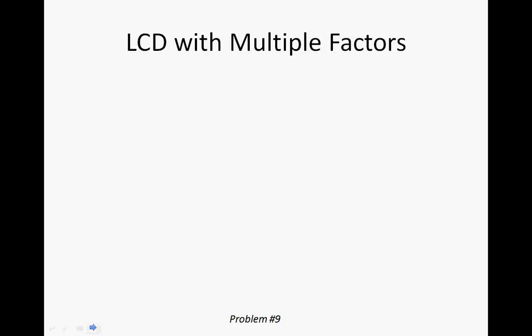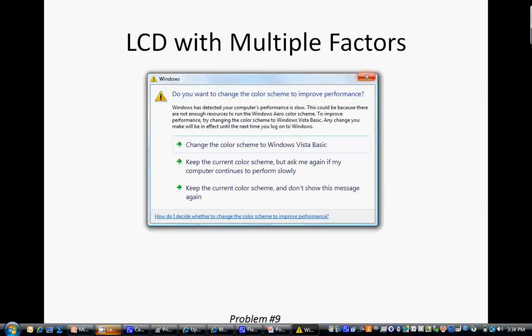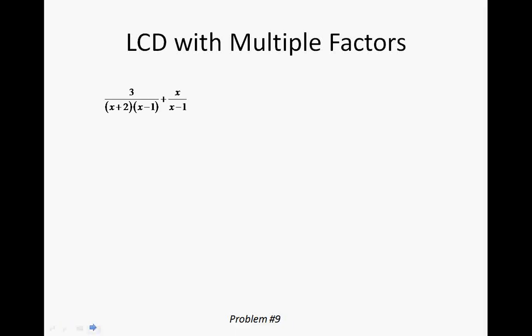All right, we're almost done. This is our last topic. This is the least common denominator with multiple factors. Let's look at the problem so you can see what I mean. This denominator, x plus 2 times x minus 1, has two factors already. And then x minus 1. So this is kind of nice because my least common denominator needs to have an x plus 2.